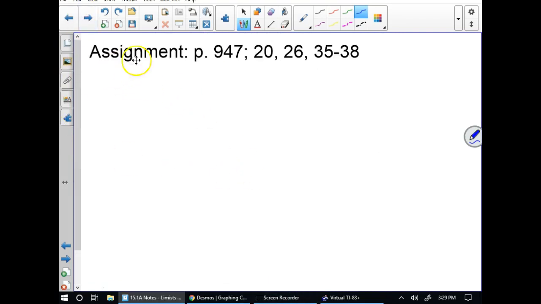So this is your assignment. You do not really have to show any work for this. You just need to write the limit and put what it equals. Please use your calculator to answer all these questions.